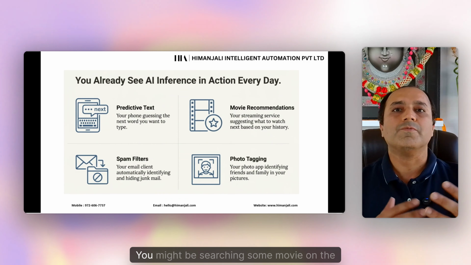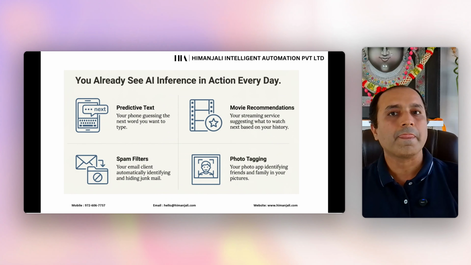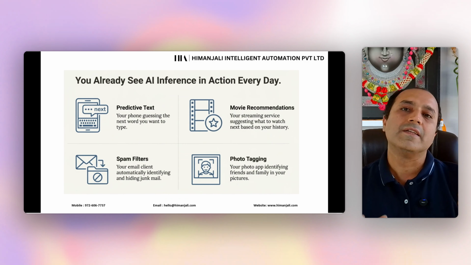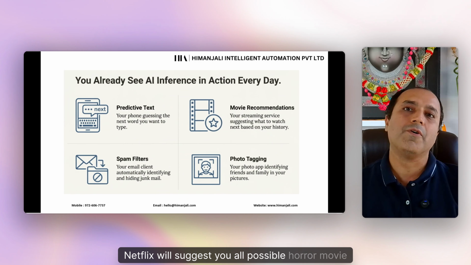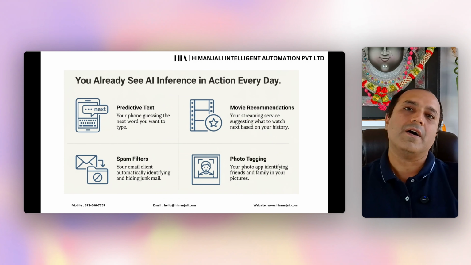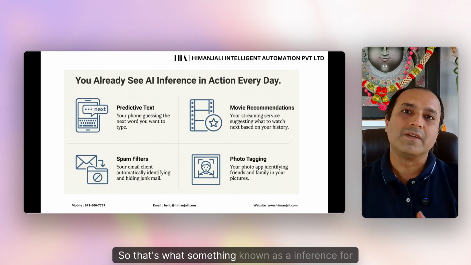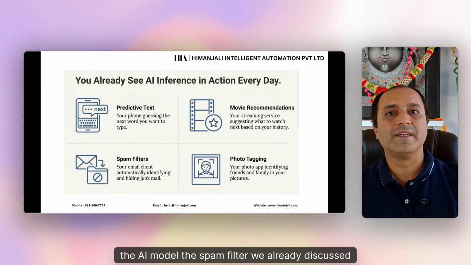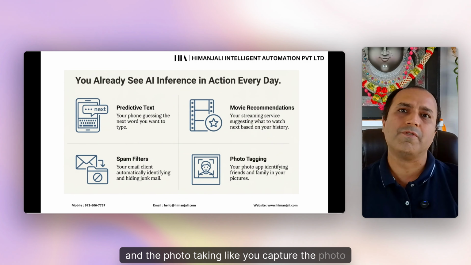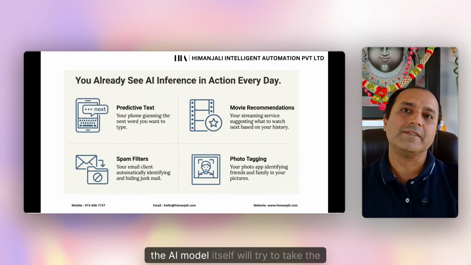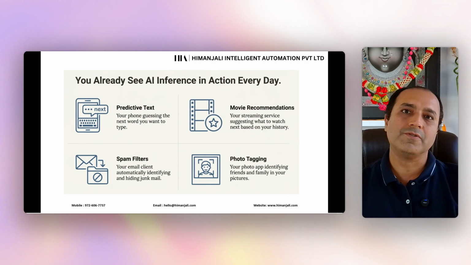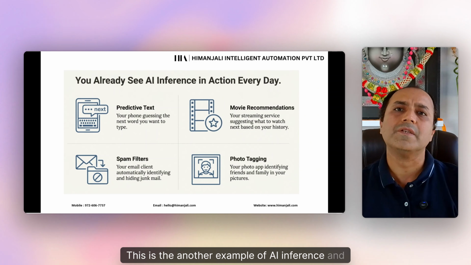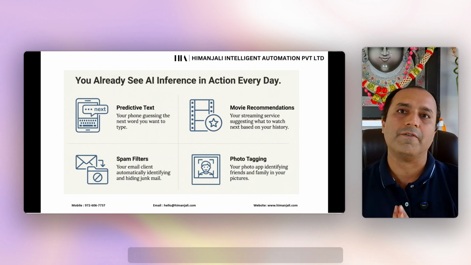Movie recommendation: you might be searching for some movie on Netflix, might be some horror movie, and suddenly Netflix will suggest all possible horror movies in the same genre. So that's what is known as inference for the AI model. The spam filter we already discussed. And photo tagging: you capture a photo and suddenly the AI model itself will try to identify the individual persons from that photo. This is another example of AI inference, and there are plenty of AI inference examples available.